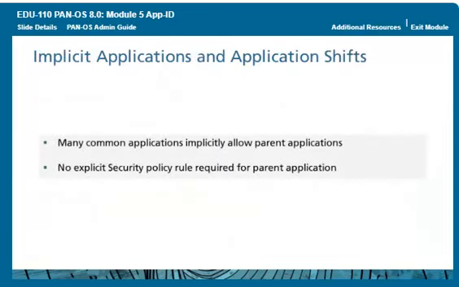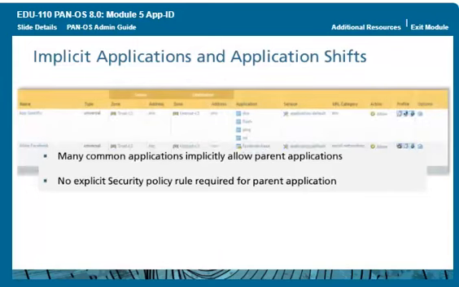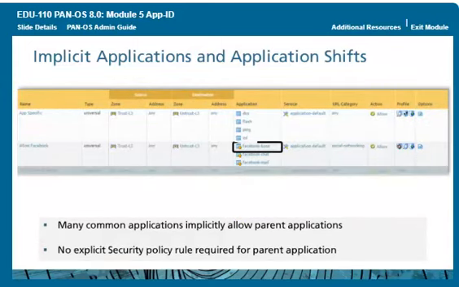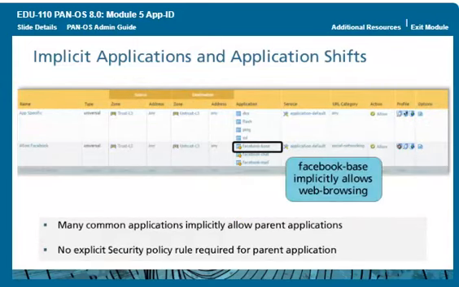For many dependent applications, the App-ID database implicitly allows the required parent application without the need for you to explicitly add the parent application to the security policy. In the example, the Facebook Base application implicitly allows the required web browsing application without the need for you to explicitly add a web browsing rule to the security policy. Facebook Chat and Facebook Mail depend on Facebook Base. So Facebook Base must be explicitly added to the rules to enable users to chat or email using Facebook.